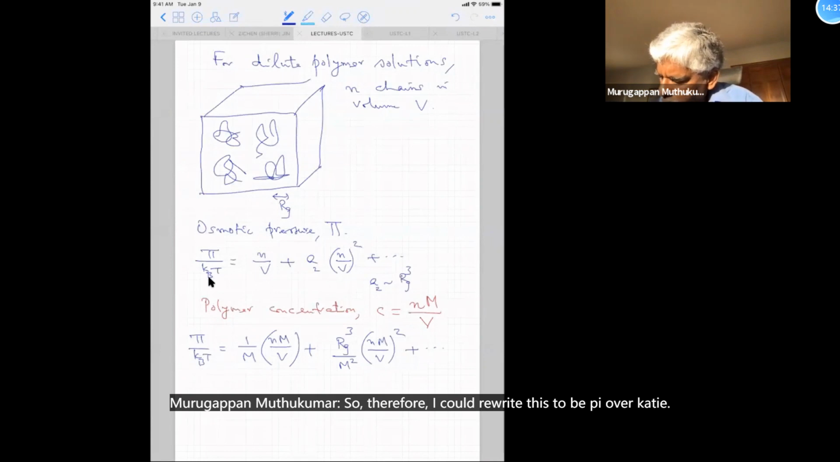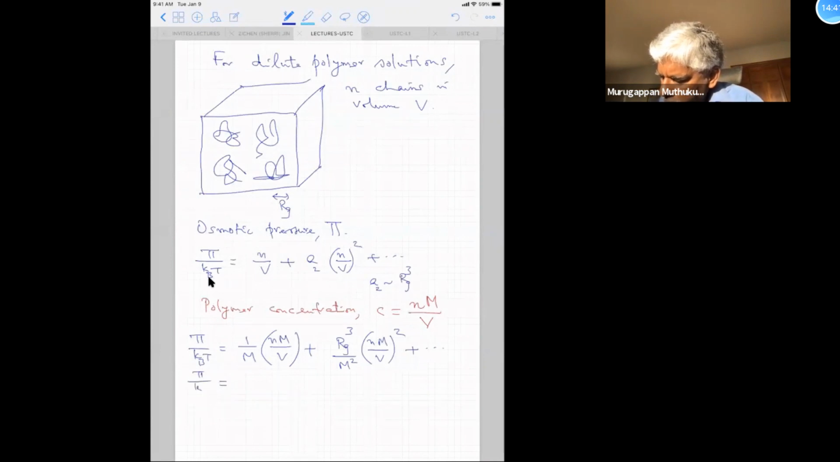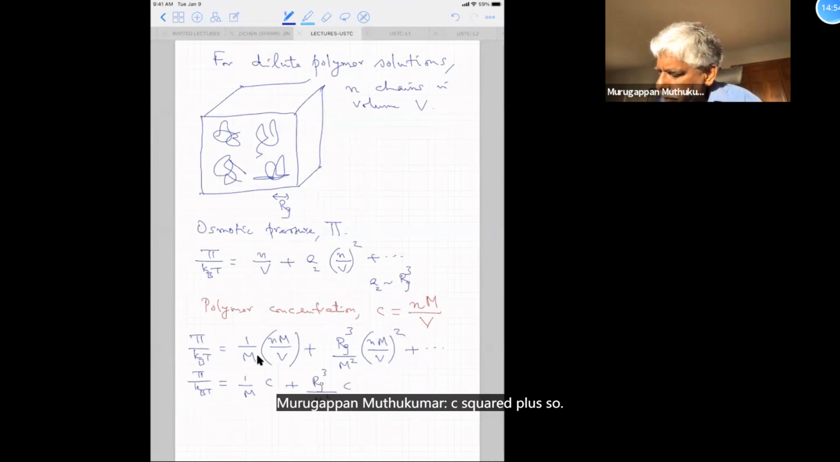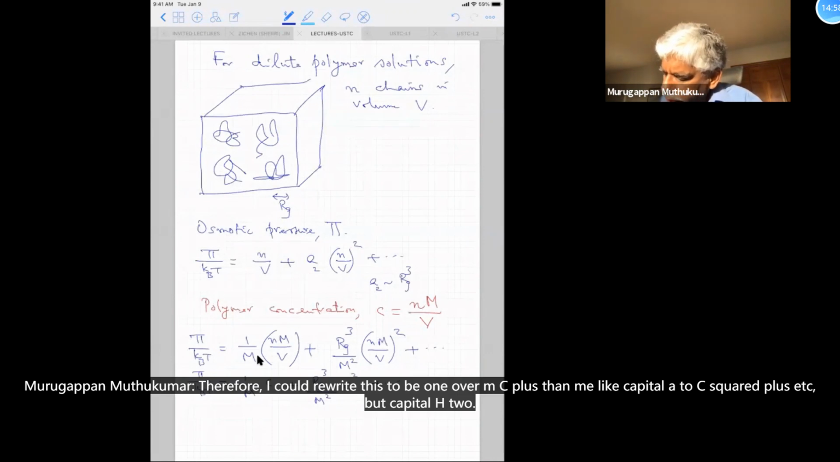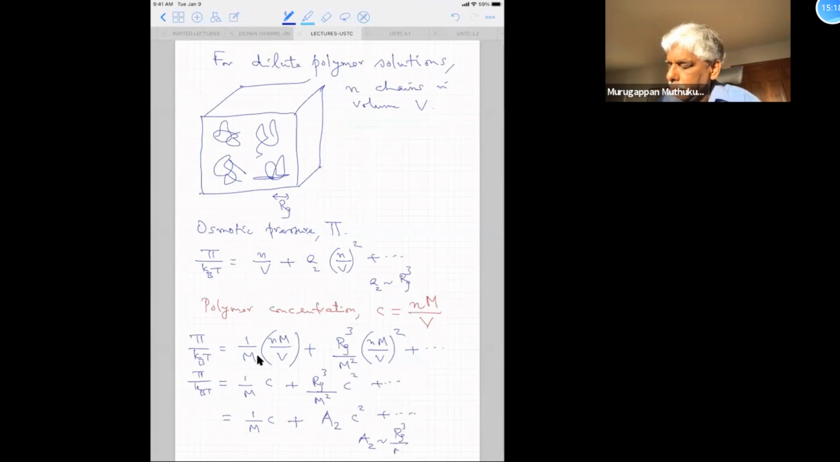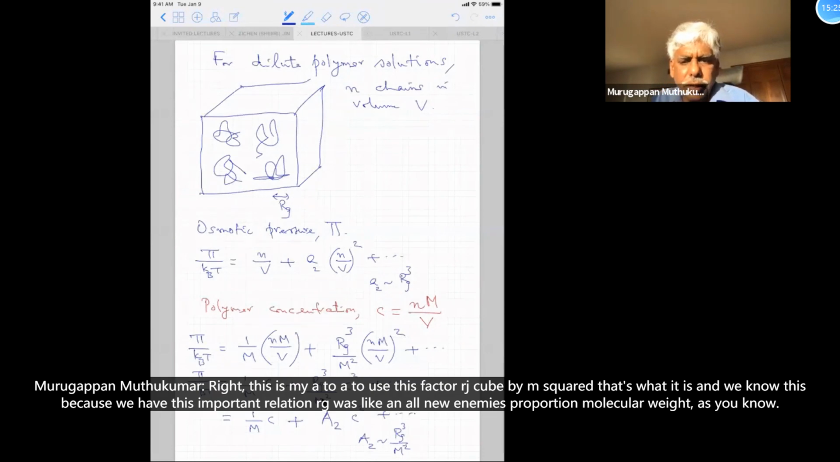So therefore, I could rewrite this to be pi over kT equals 1 over M, C, because C is our polymer concentration, plus Rg cubed by M squared, C squared, plus etc. Therefore, I could rewrite this to be 1 over M C plus, let me write capital A2 C squared, plus etc. Where capital A2 is proportional to Rg cubed divided by M squared, right? This is my A2. A2 is this factor, Rg cubed by M squared, that's what it is.